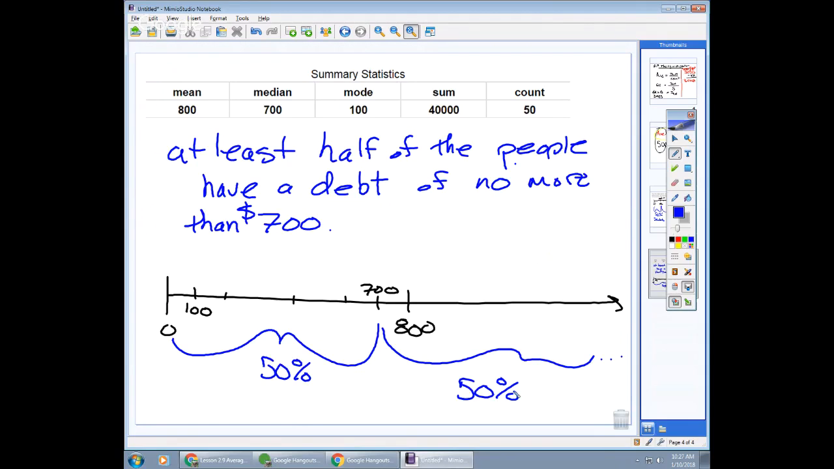What does it mean that the mean is bigger than the median? There's got to be at least a couple people with a debt way above 800 to drag the mean away from the median. So there's some debt to the right that's pulling that away. So that's another statement I could make there. Because of that, I could say less than half of the people have a debt above 800.